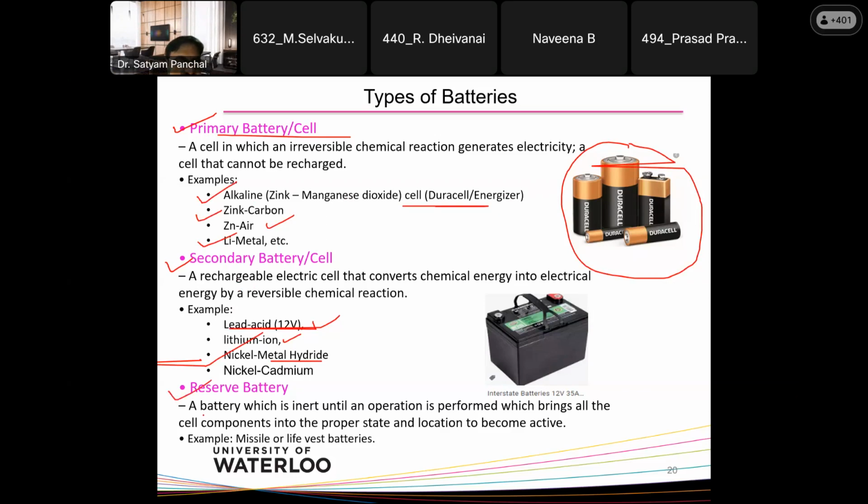Then the reserve battery is a battery which is inert until an operation is performed to bring all components into the proper state, meaning state of charge and location, and it becomes active. Examples are missile or life-based batteries.